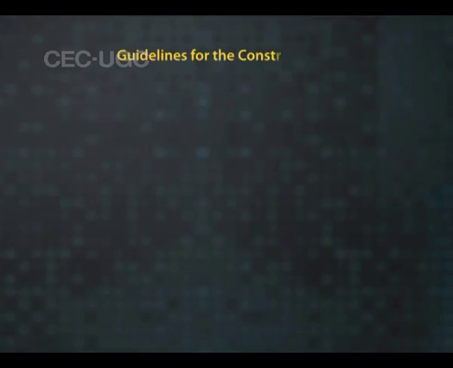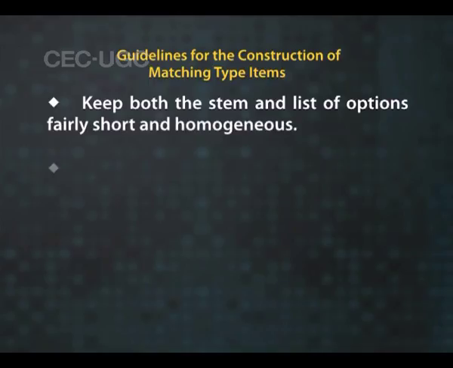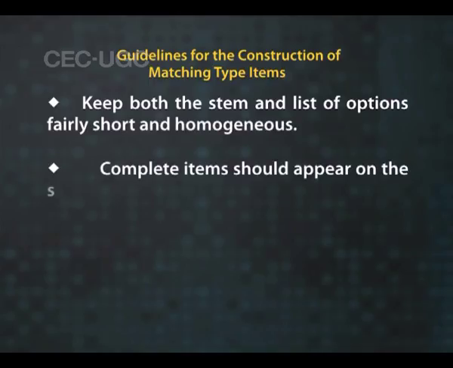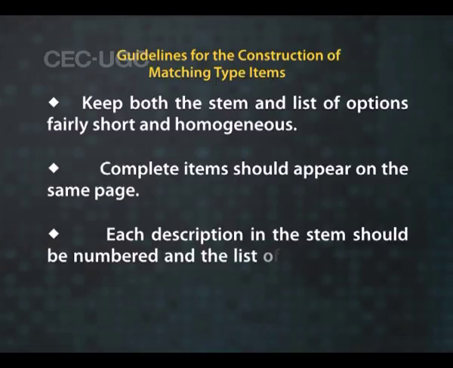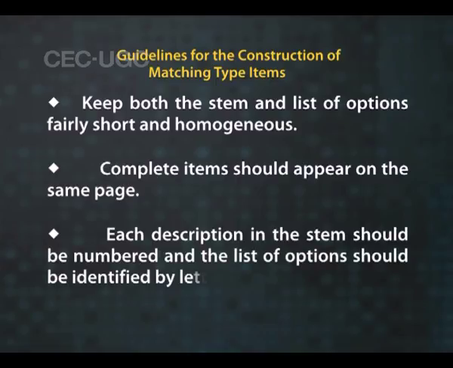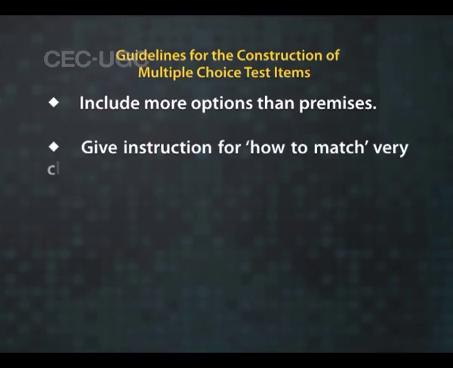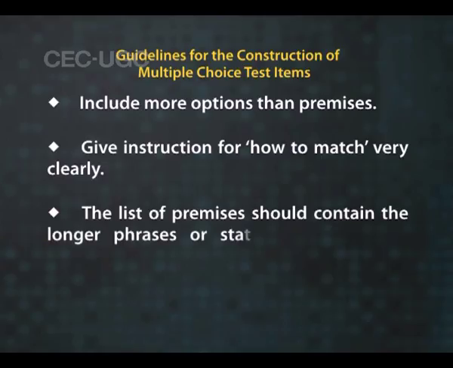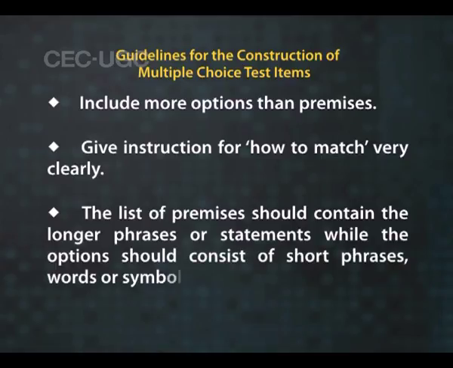Guidelines for the construction of matching type items. Keep both the stem and list of options fairly short and homogeneous. Complete items should appear on the same page. Each description in the stem should be numbered and the list of options should be identified by letter. Include more options than premises. Give instructions for how to match very clearly. The list of premises should contain the longer phrases or statements, while the options should consist of short phrases, words or symbols.